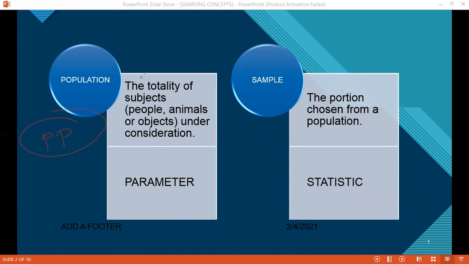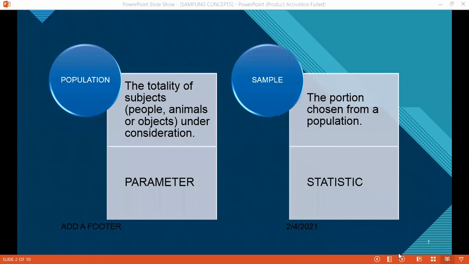Now, the data that you will collect from your sample are called statistic. So our new mnemonic is S is for S. Again, P is for P, that means population is the parameter. S is for S, sample is for statistic. So I hope you remember this one.